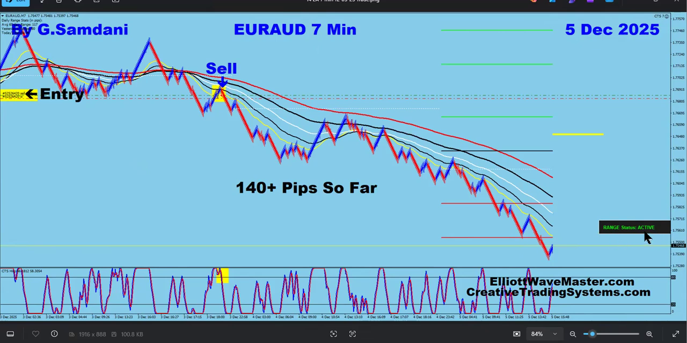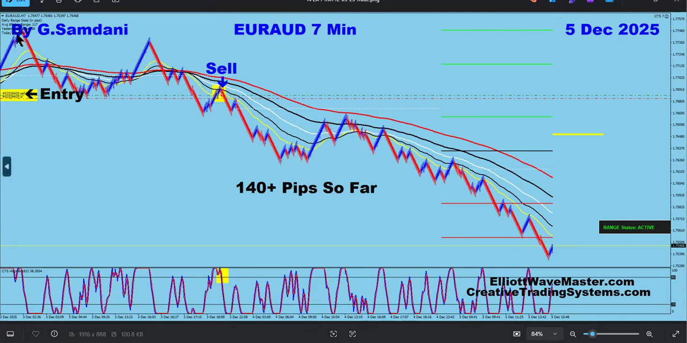If the range is active, it means it can go down more. That day's range is still active, which means it's not finished yet. Every day, each pair moves a different range. Every pair has a different range.